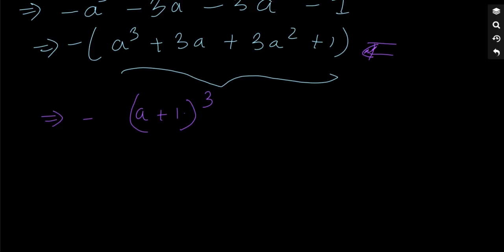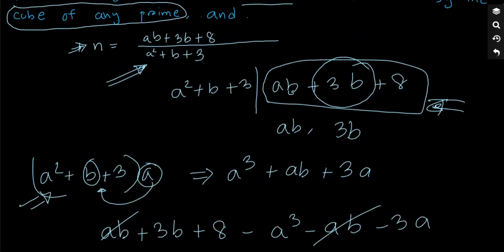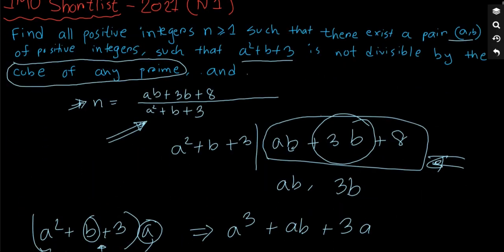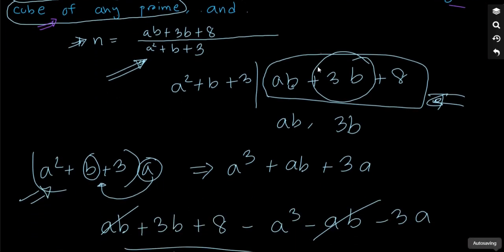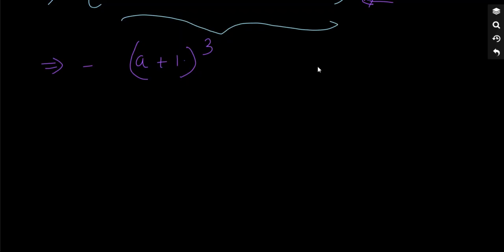How did we get that? Let me show the whole question at first. In the question, they say that a square plus b plus 3 is not divisible by the cube of any prime. And what we get is something that is also counted with a cube. That means that we are on the right track.